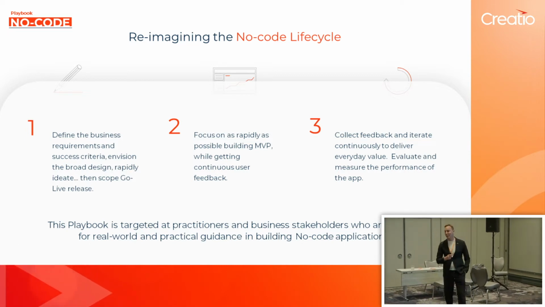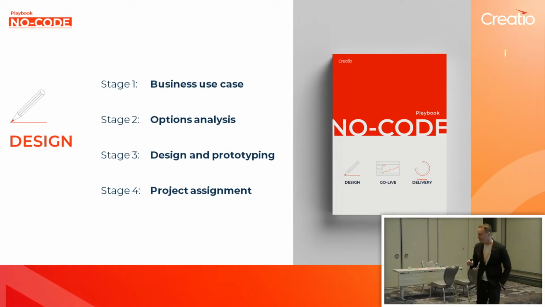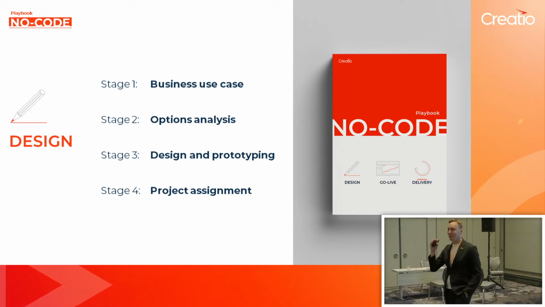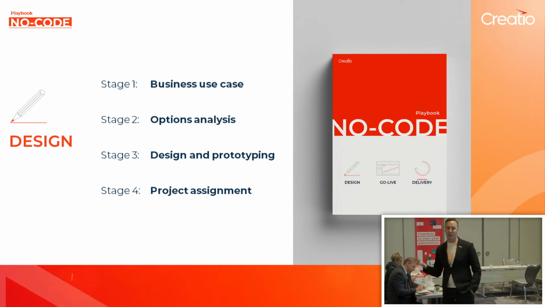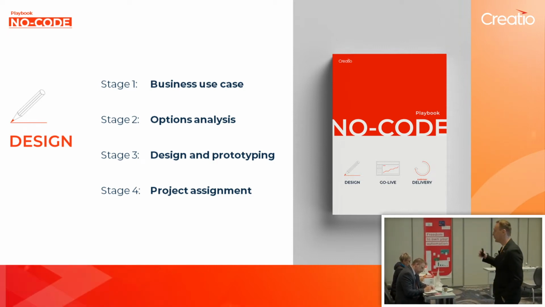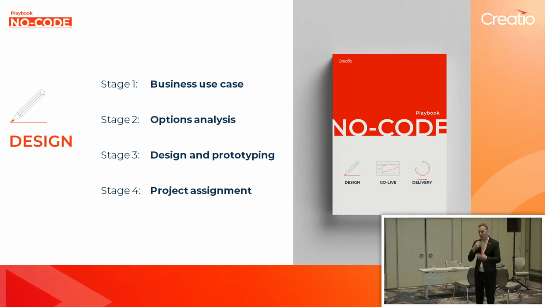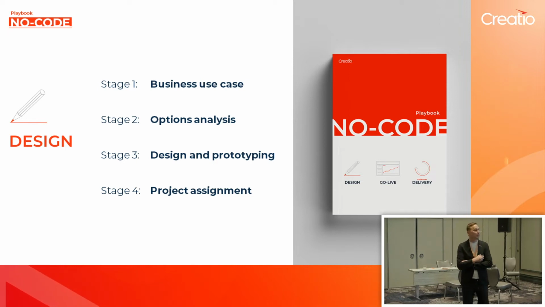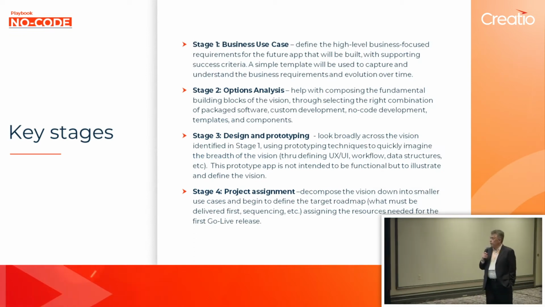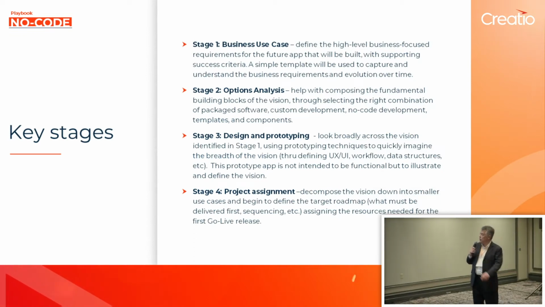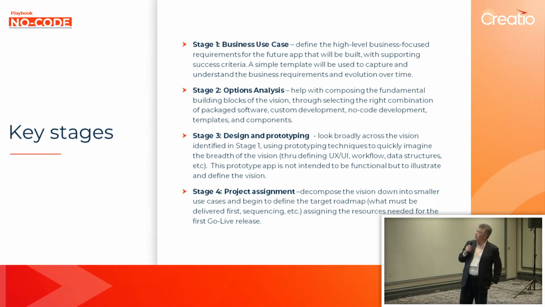So we have business use case, options analysis, design and prototyping, and project assignment. It's important to remember that because, again, as you go and try to adopt this capability and this methodology, it's super important that you understand the sequence and you really kind of get it inside of you, so you know what's next. All right, let's dive in. These are the 4 stages. We're going to drill into each, so I'm not going to read the text, but this is the introduction to stage 1. So let's dive in.